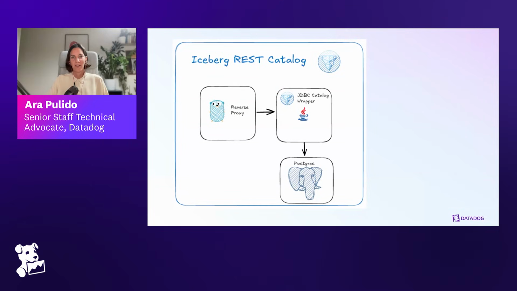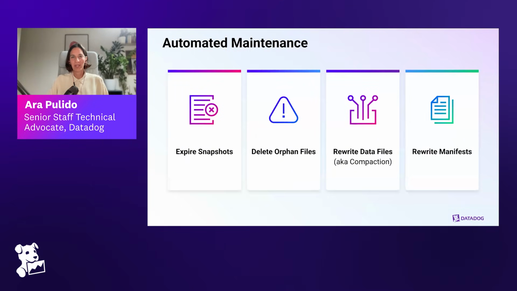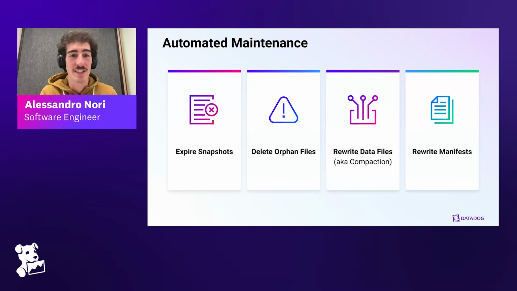So let's talk about automated maintenance that we gave a hint. That was a big part of maintaining Apache Iceberg. Yes, so maintenance is essential for Iceberg, especially for keeping tables fast, clean, and cost efficient. There are 4 main operations that we run regularly.